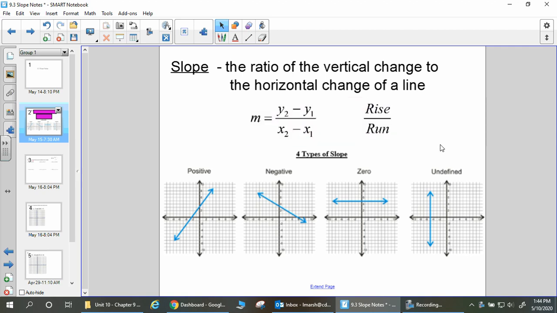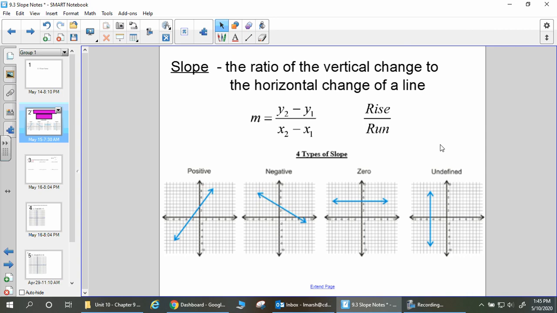Now there's a formula to find slope. So m equals y2 minus y1 over x2 minus x1. Slope is also often referred to as rise over run. So you can see that on your screen as well. We're going to work with the formula, and we're going to work with rise over run a bit. Also on your screen right now, you can see the 4 types of slope: positive, negative, zero, and undefined.